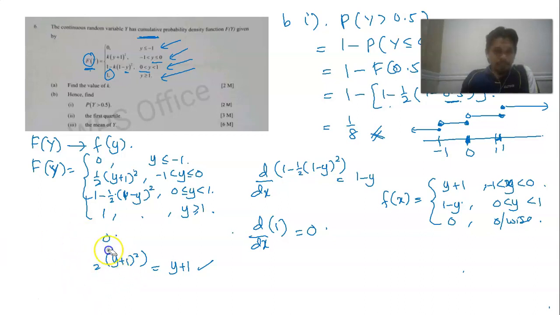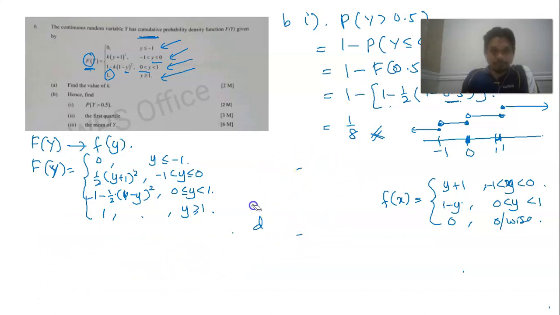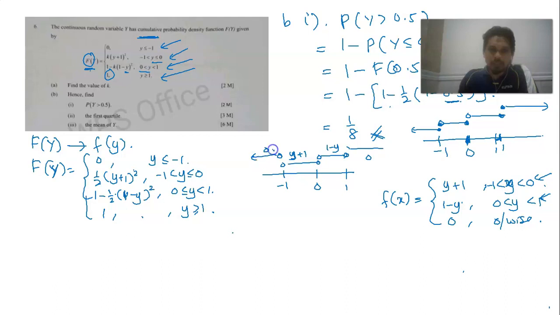Okay, I'll clear all this again, sorry. Okay, now since this is the new domain for each of these, from -1 until 0 and 0 until 1, the function between -1 and 0 is y plus 1, and from 0 until 1 it is 1 minus y. Okay, and the rest is 0.